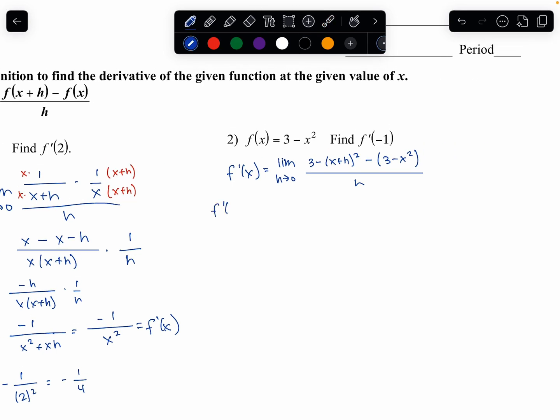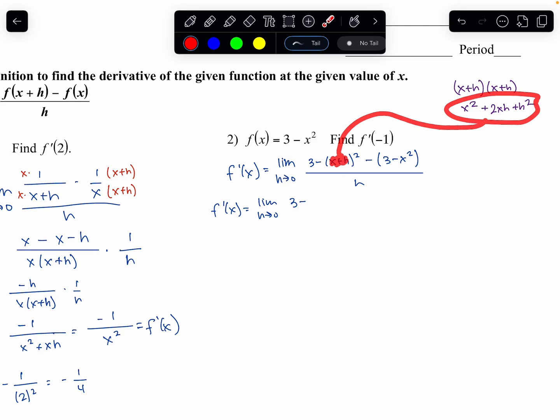So f prime of x is going to be equal to the limit as h approaches 0 of 3 minus, I'm going to do some scribbles over here, (x plus h) squared is x plus h times x plus h, which is x squared plus 2xh, because this becomes xh and this becomes xh, so you get 2 of them, and then plus h squared. And so this is going to take the place of (x plus h) squared right here. Don't forget that it's a negative here, so that's going to distribute to all 3 terms.